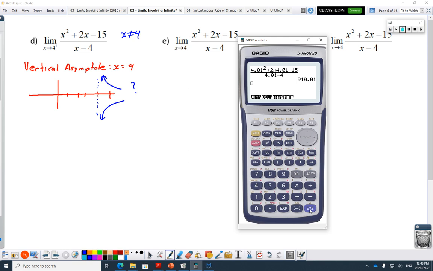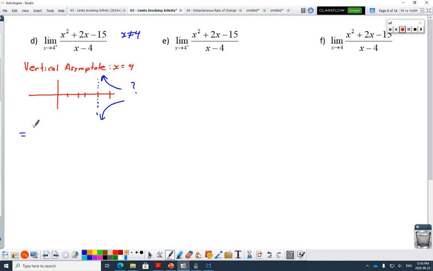Don't believe me? Try 4.001. That'll be 9,000. You know, so you can get the answer here. I think what I'm going to show you is way, way better. Way, way, way better. And you've seen it. What I'm going to do is I'm going to go limit as x approaches 4 from the positive side, and I'm just going to factor this thing.